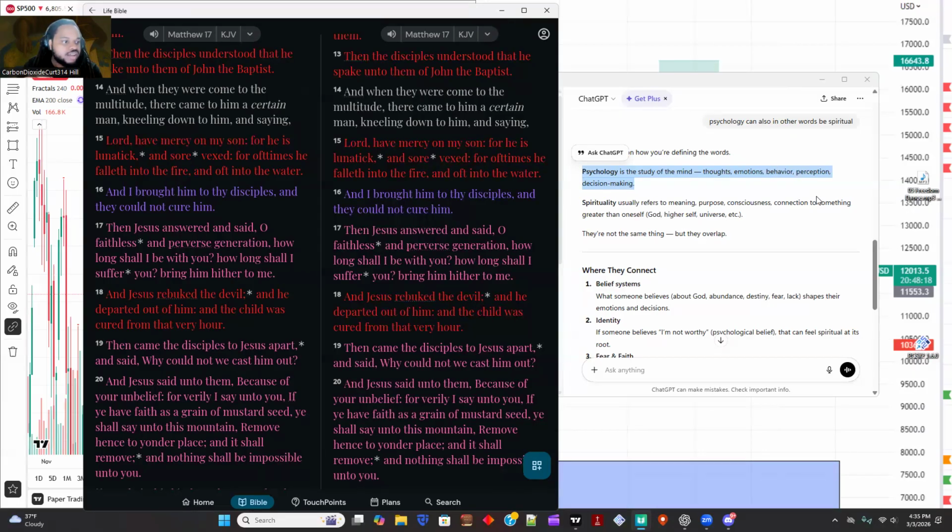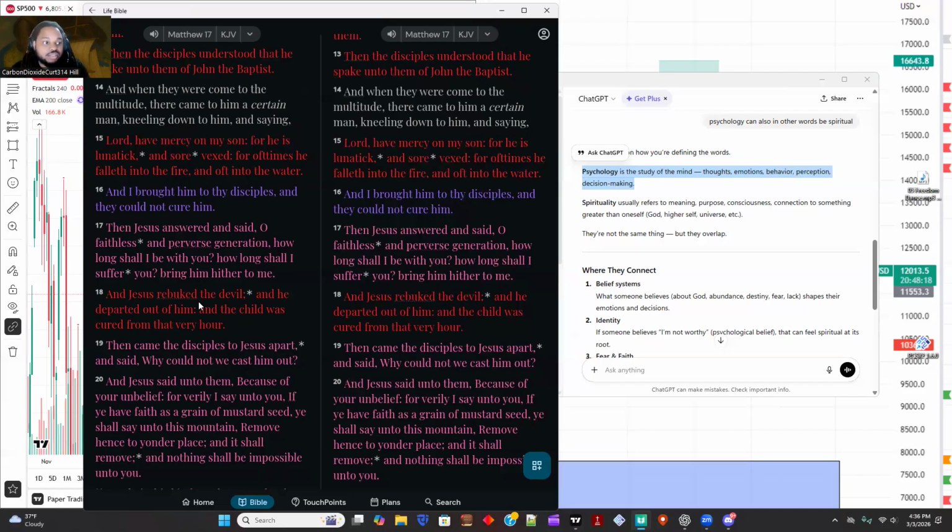Verse 16. And I brought him to your disciples, and they could not cure him. So this spirit of lunatic is a strong spirit because the disciples couldn't cure him. Then Jesus answered and said, O faithless and perverse generation, how long shall I be with you? How long shall I suffer you? So he's talking smack. He's like, man, bring him here to me. Then it says, and Jesus rebuked the devil. Well, now wait a minute.